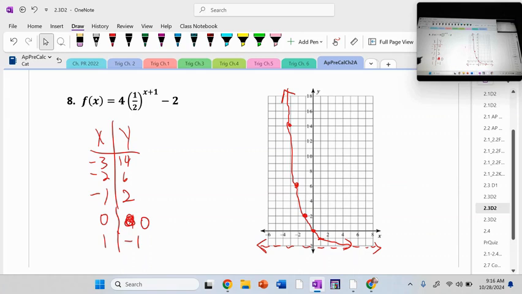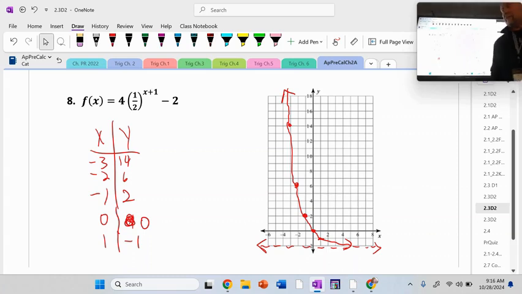All right, so anyway, -2 plus 1 is -1. Half to the negative first is 2. 2 times 4 is 8. 8 minus 2 is 6. We're already getting pretty large there. -3 plus 1 is -2. Half to the negative second is 4. Now we're getting big. 4 times 4 is 16 minus 2. So that's why the graph is what it is, so we can fit those points down.